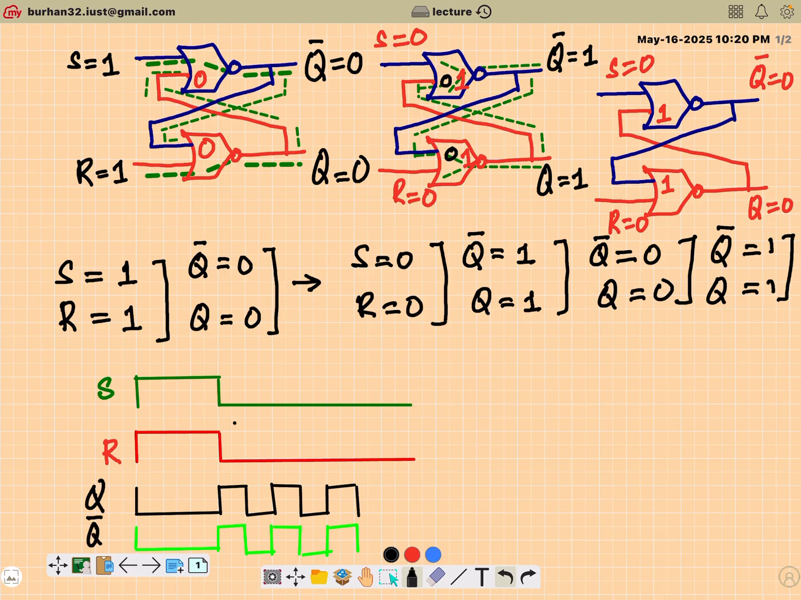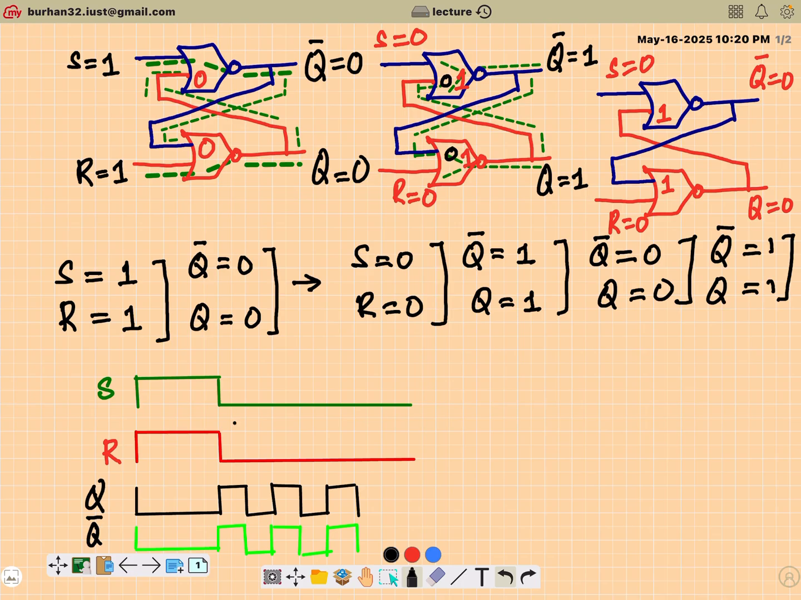So this particular state is the problematic state, and we call this the indefinite state. It's an unstable state because when we put S is equal to 1, R is equal to 1, both the outputs of the NOR gates will be low. And eventually when we put S is equal to 0, R is equal to 0, the output breaks into oscillations. It keeps periodically going between 0 and 1, and that is not a stable operation.